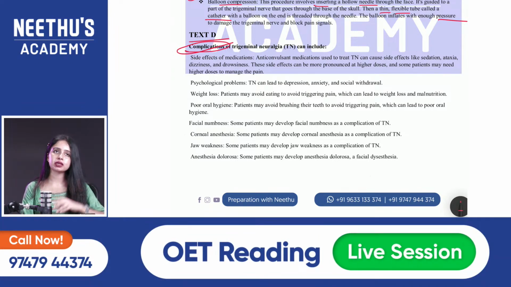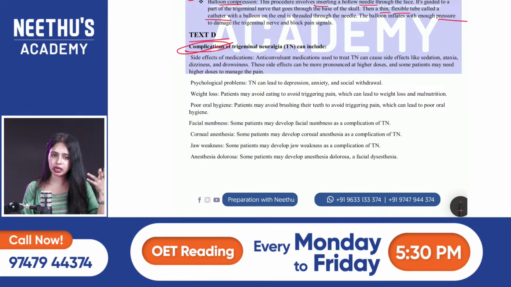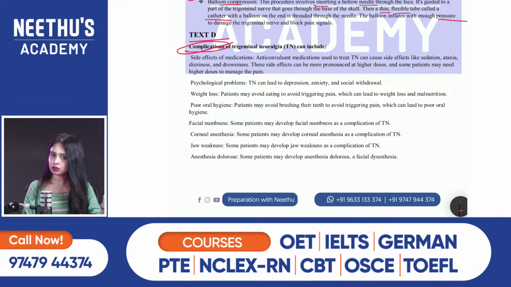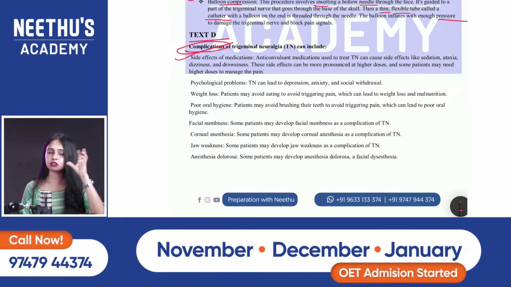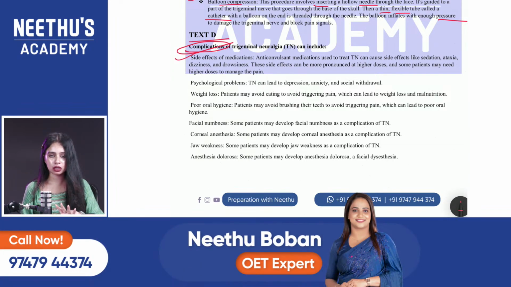Complications, and instead of complications, maybe they can ask what are the ramifications, what are the risk factors, what are the negative impacts, what is the impact, what is the outcome, what is the result, risk factors. See, a lot of chances. Okay, so what do the complications include? Side effects of the medication. So medications mentioned in text C, side effects of the medicines mentioned in text D.